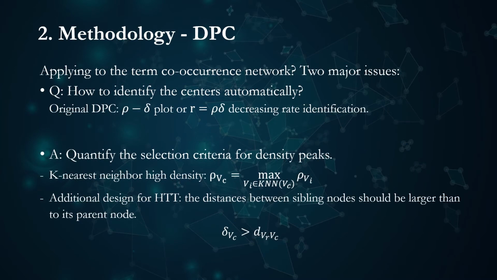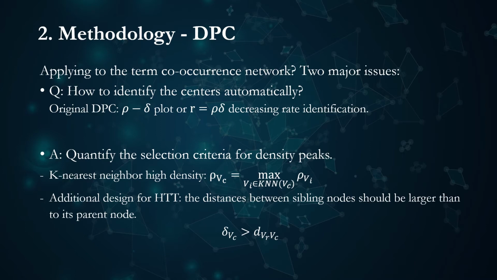The other issue is how to identify the centers automatically. In the original DPC algorithm, they will determine the centers by observing the distance versus density plot or observing the decreasing rate of their 2 values production. However, we like to make this process more automatic, so we modify this from 2 aspects. The first one is that we redefine the high density with k nearest neighbor highest density, which means that a high density node should own the highest density among all its k nearest neighbors.